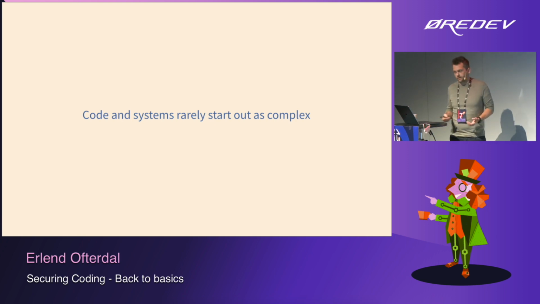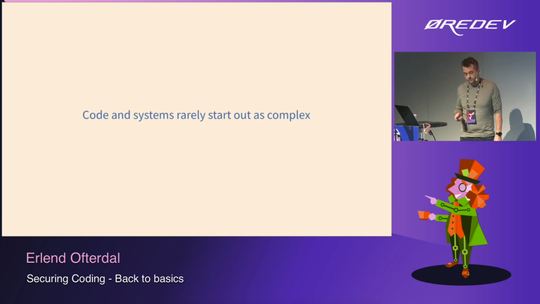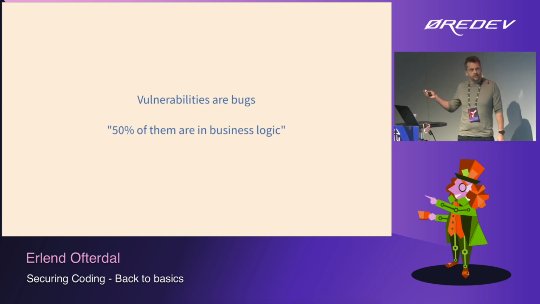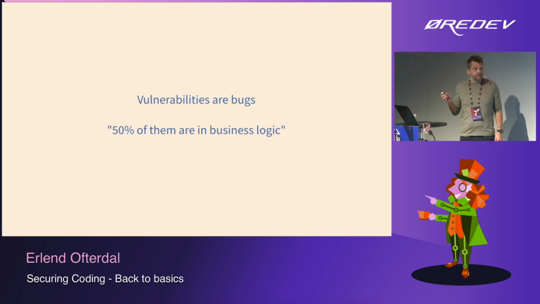We keep adding new functionality, and we are quite bad at removing stuff. So we keep adding new stuff, and then things tend to rot and become a huge mess at some point if we're not super strict about it. And vulnerabilities are bugs. Some people talk about vulnerabilities as though they were something really special, like they need to be treated in a very different way. But the complexity that we have leads to bugs, and some of these bugs will be vulnerabilities. It's also been estimated that 50% of these vulnerabilities are business logic bugs.